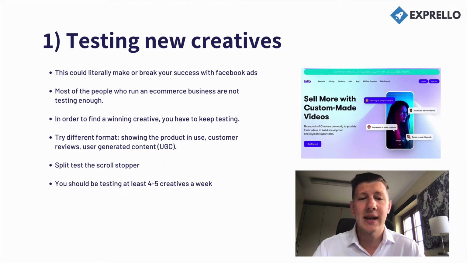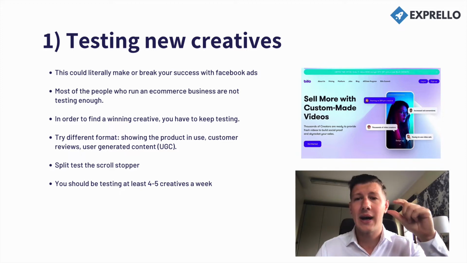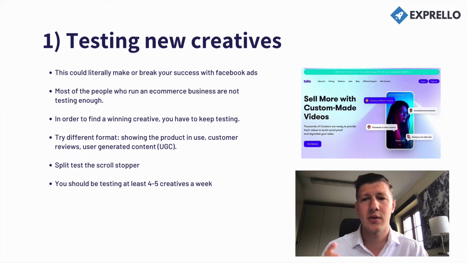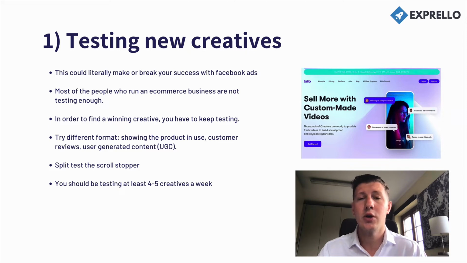So you should be testing at least 4 to 5 creatives per week. Using all of these methods is not really complicated. You can try one new scroll stopper, one UGC, one unboxing of the product. You can switch the order. Let's say you have a winning ad creative. You can use the end of the video and put it at the beginning and vice versa. There's a lot of ways to try new creatives. You can also change the ad copy, change the headline, change the first few words of your ad copy, the text, change your call to action. There are all sorts of things that you can do to try new creatives.